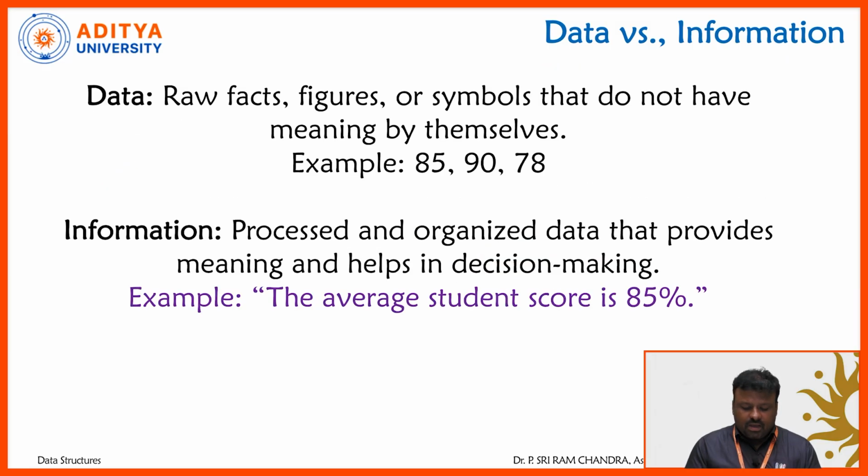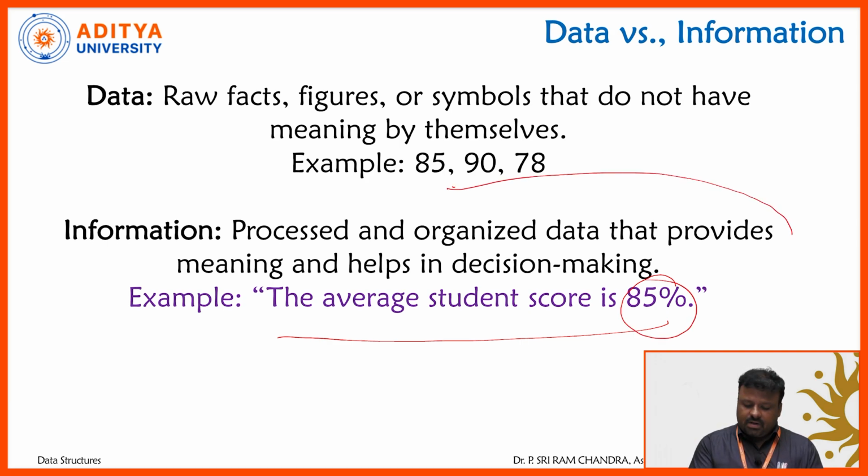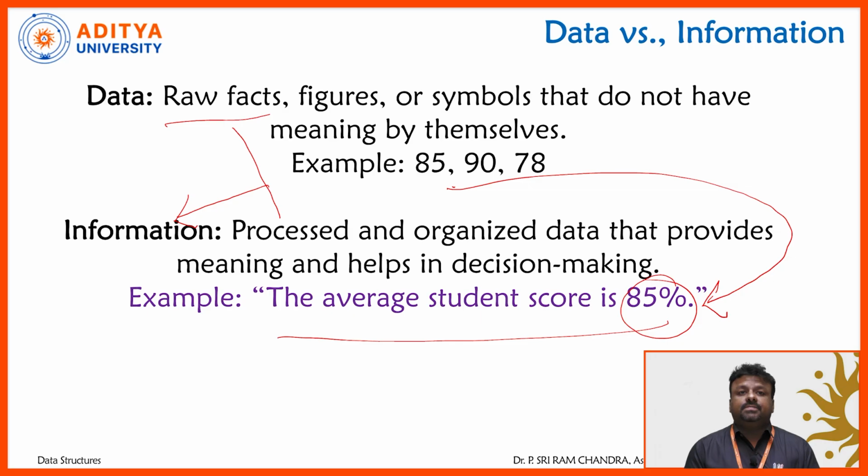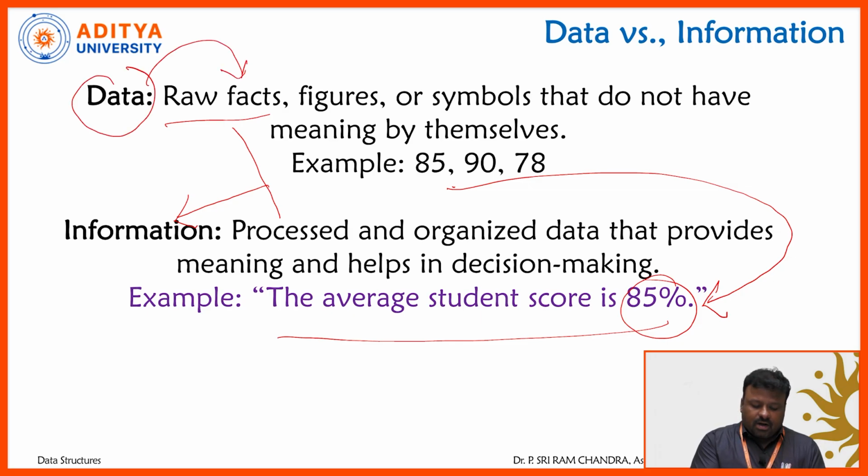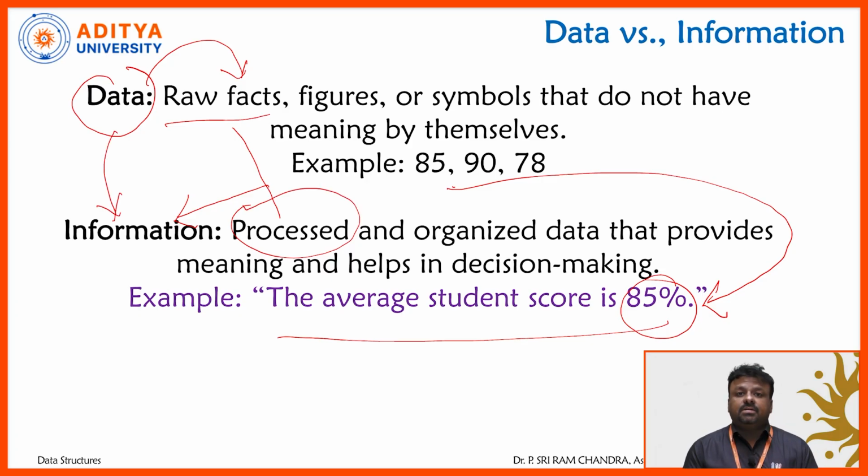Information is the processed and organized data that provides meaning and helps in decision making. For example, the average student score is 85%. The same 85, represented as 85% here, is a raw fact that is processed to become information. That means data is a raw fact, and when some processing happens, the data becomes information.